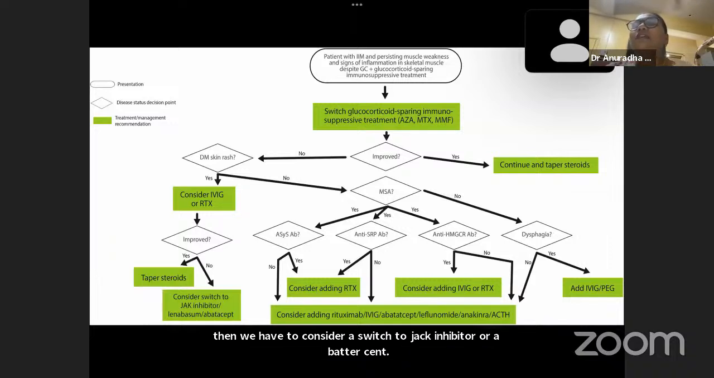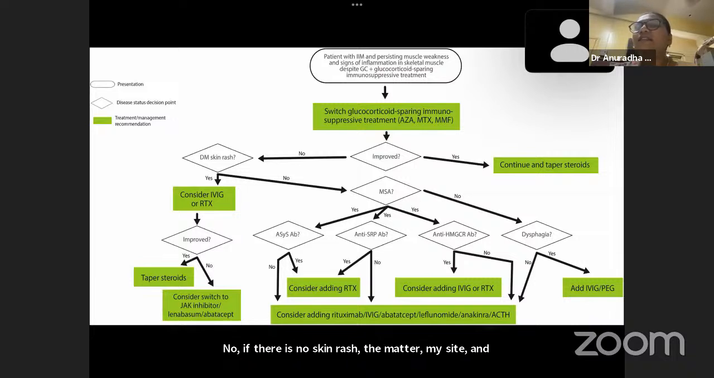Now, if there is no skin rash, dermatomyositis, with myositis, we have to see whether the patient has myositis-specific antibodies. If it is anti-synthetase antibody, we have to consider adding rituximab. If it is anti-SRP, again, rituximab is the drug of choice. Anti-HMG-CR antibodies, we have to consider adding IVIG or rituximab. If all this is not positive and the patient is refractory, we can consider adding IVIG, abatacept, leflunomide, TNF inhibitors, ACTH.